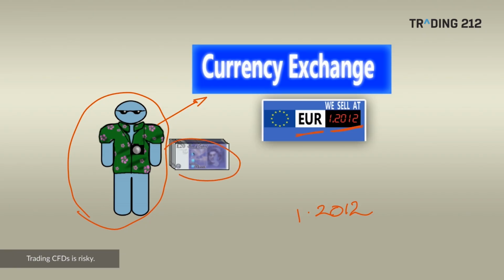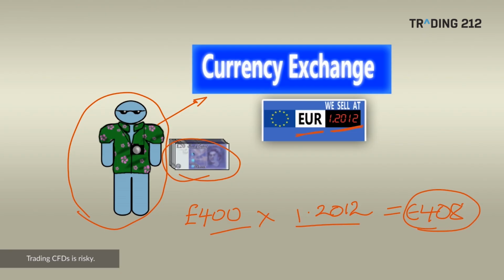Now you have here 400 pounds that you want to exchange. And so they sell you 400 pounds multiplied by 1.2012, and that gives you 408 euros roughly. So you've sold your 400 pounds and you bought 408 euros with it. And they've bought your 400 pounds and they've sold you 408 euros.